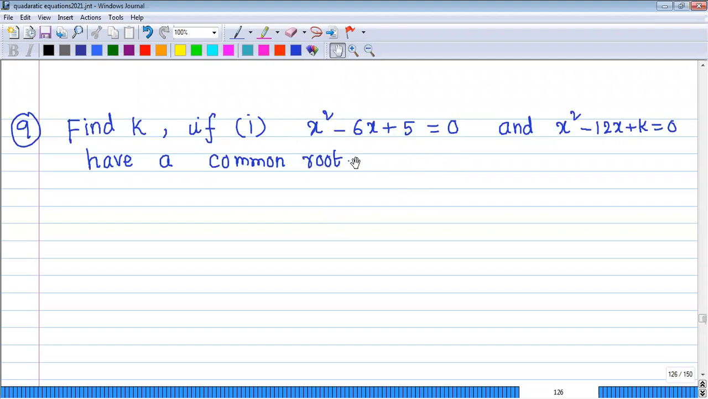That condition is there. With the help of that condition we can solve, or else first find the roots of the first quadratic equation. We can find 1 comma 5 obviously. Put x is equal to 1, we get one k value. Put x is equal to 5, we get another value. Like that also you can solve. Any method you can adopt.